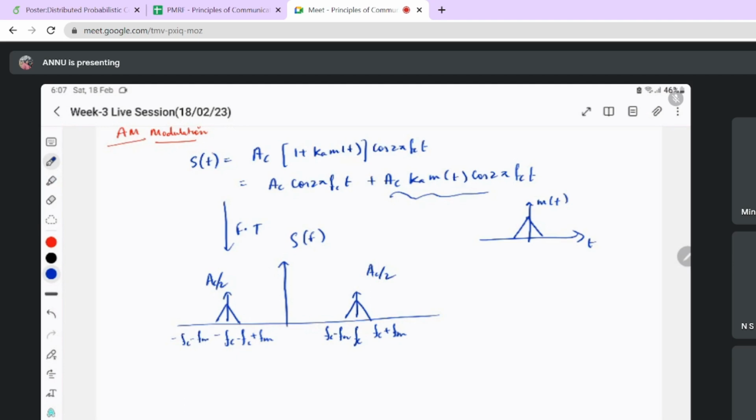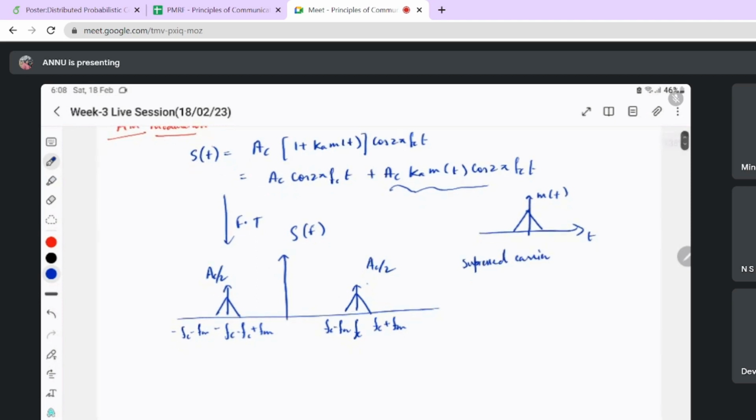So in double sideband, you have two sidebands as well as the carrier. Since the carrier is not of any use because it carries no information, you need to remove it, right? If you remove the carrier, we call it a suppressed carrier, because you are suppressing the carrier. You have two sidebands, but when you don't have the carrier, it is called double sideband suppressed carrier.